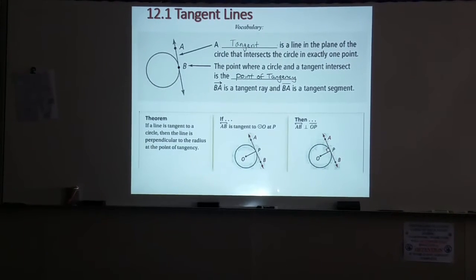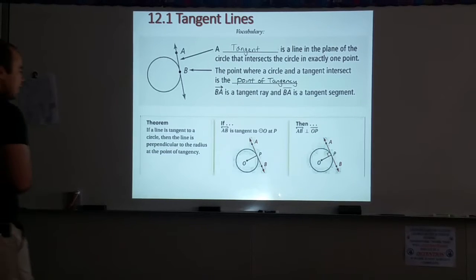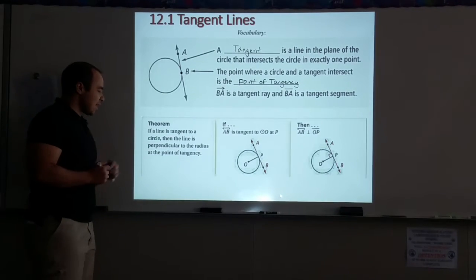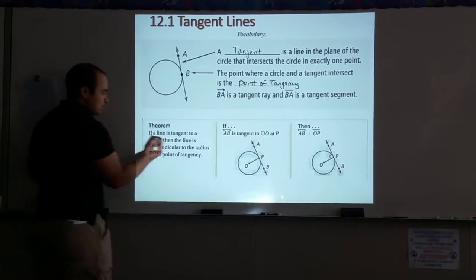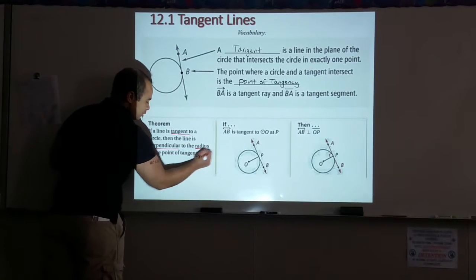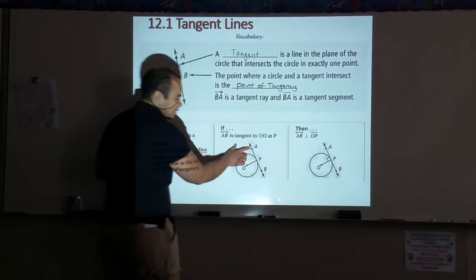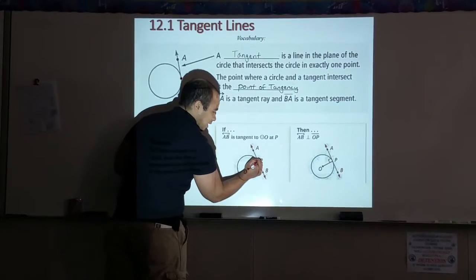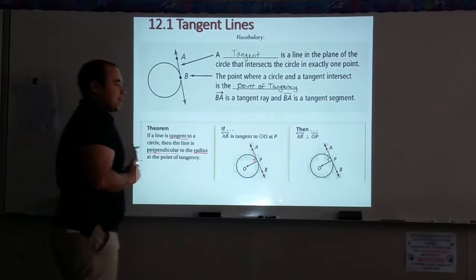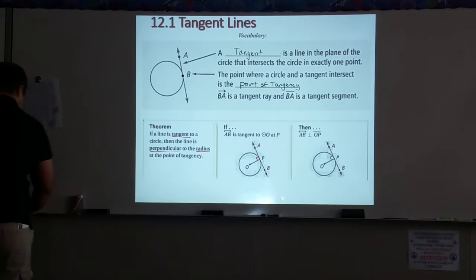If a line is tangent to a circle, then the line is perpendicular to the radius at the point of tangency. So if you have a tangent, it's going to be perpendicular to the radius of your circle. So in this case, line AB is perpendicular to radius OP. They form a right angle. Alright, so let's move on.